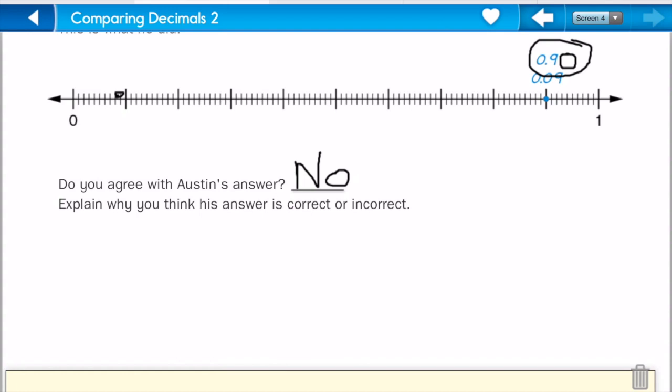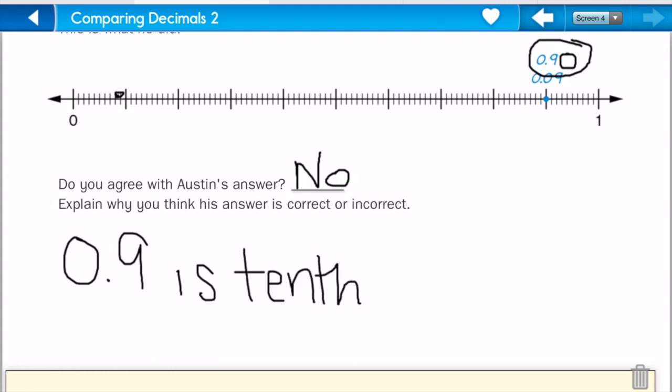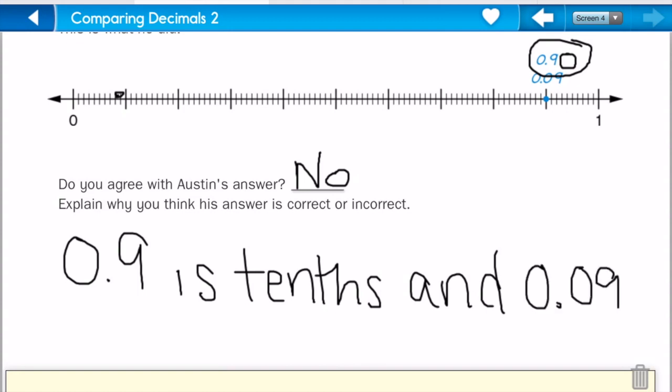So something you could have written is 0.9 is 9 tenths and 0.09 is 9/100.